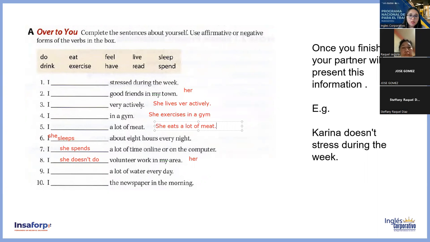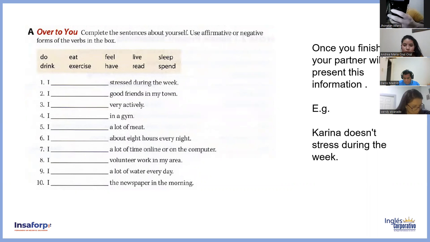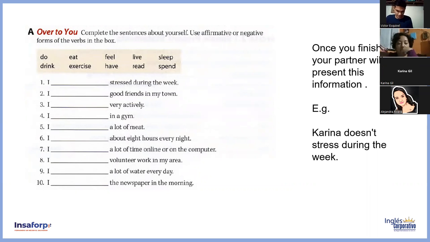Let's see Roxana and Victor. Okay, go ahead, please, guys. Please, Victor, de la number 1 to 5, and Roxana Lizeth Vega, de la 6 to 10. Okay. Ready, Victor? Okay.